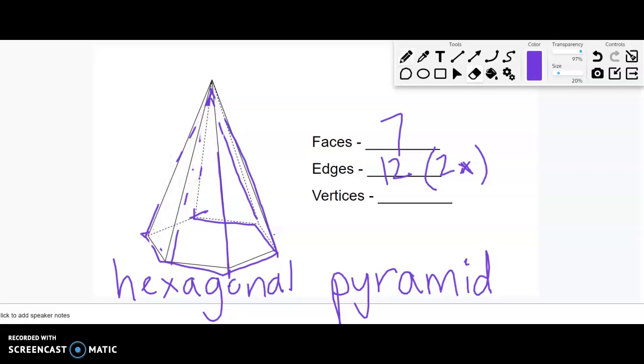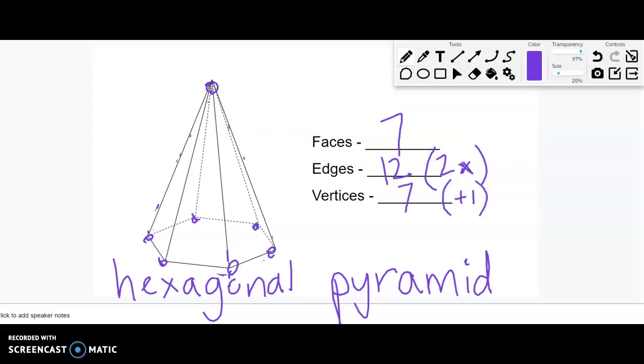And then vertices, the points, the place where edges meet. We have 1, 2, 3, 4, 5, 6, and the one at the top, 7. So it's always going to be how many sides the base has plus 1 for that top vertex.